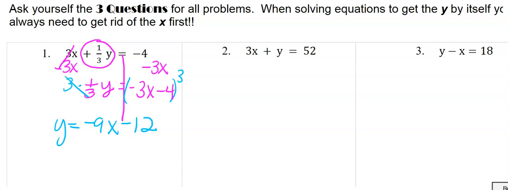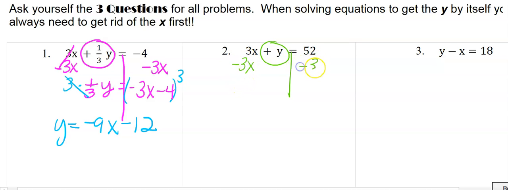Problem number 2. What do I want to get by itself? The y. What do I need to get rid of? The 3x. How do you get rid of it? Minus 3x. Can I put that 52 and that 3x together? No, they do not have the same last name. So this would be your answer. This is simplified because y is by itself. It's a +1. Times +1 or divided by +1 doesn't do anything to any problems.